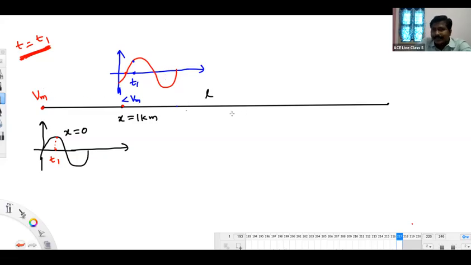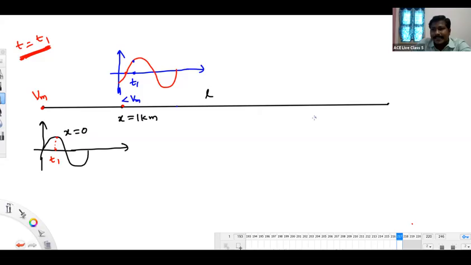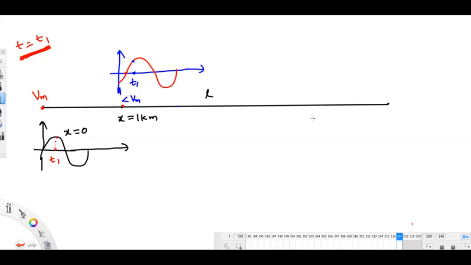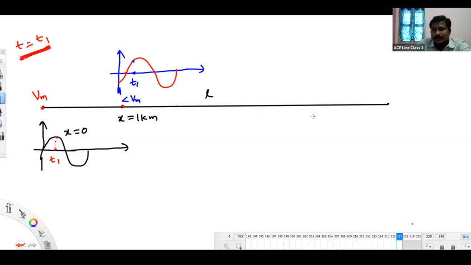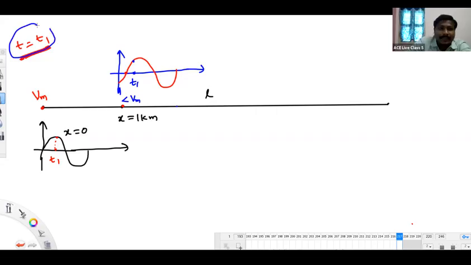Like that, voltage is varying continuously. With respect to what is the voltage varying? With respect to space. We are moving on the transmission line from one place to another place at a given time. So voltage is continuously changing.